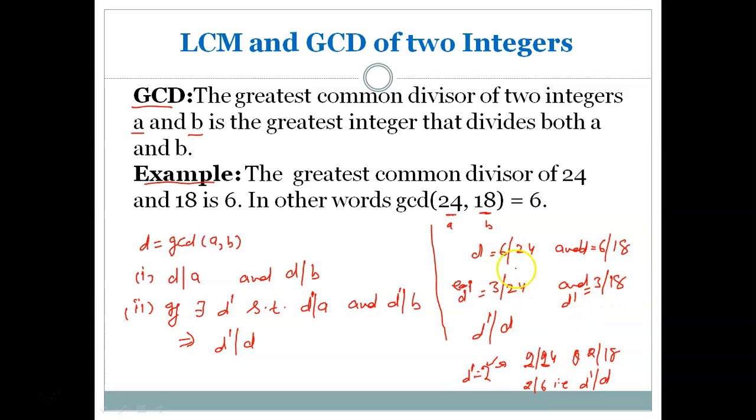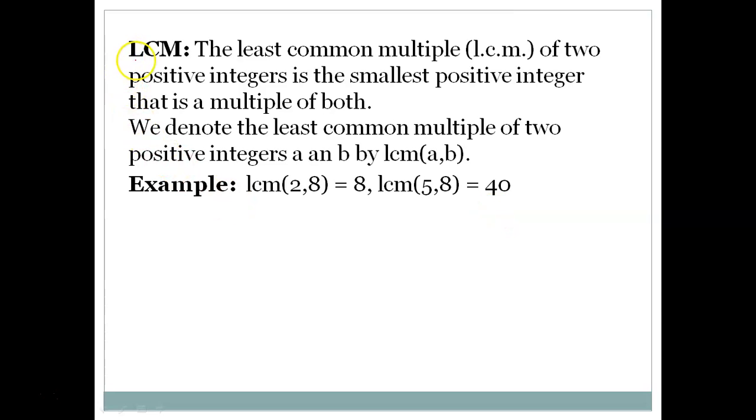But which one is the greatest? The 6 is the greatest common divisor, which divides both 24 and 18. So 6 is the greatest common divisor. Similarly, we can talk about the least common multiple.